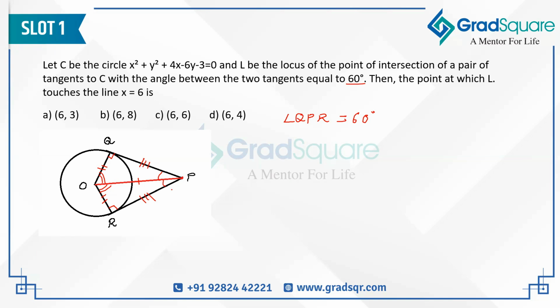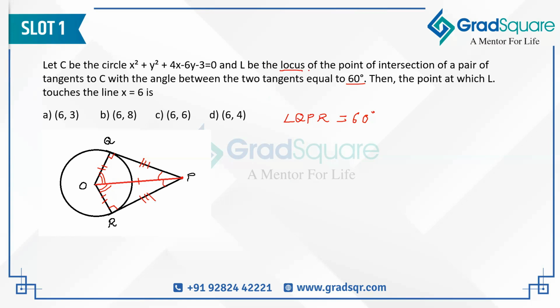Now, locus basically means the path traced by a moving point. So if we consider all the pairs of tangents which have an angle of intersection of 60 degrees drawn to this circle, then if we follow the path that the point of intersection of all the possible tangents takes, I have to find out what kind of shape they will form, and that shape will be the locus of the point of intersection.